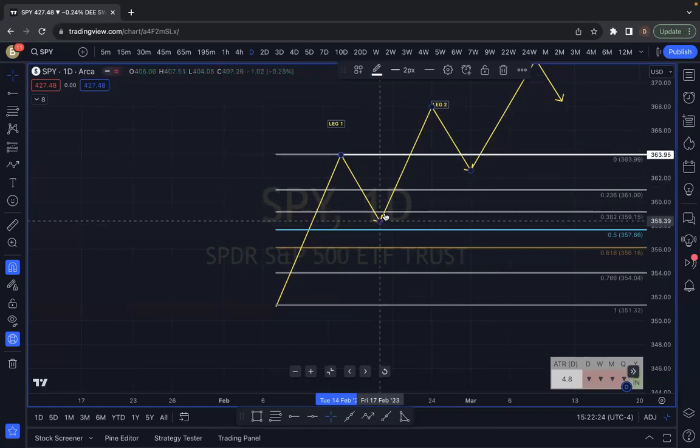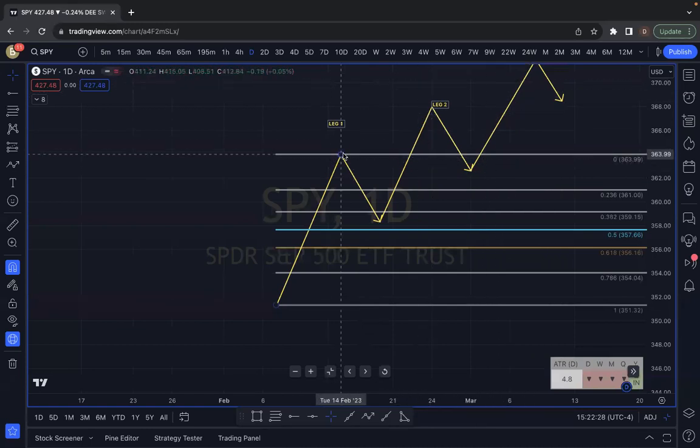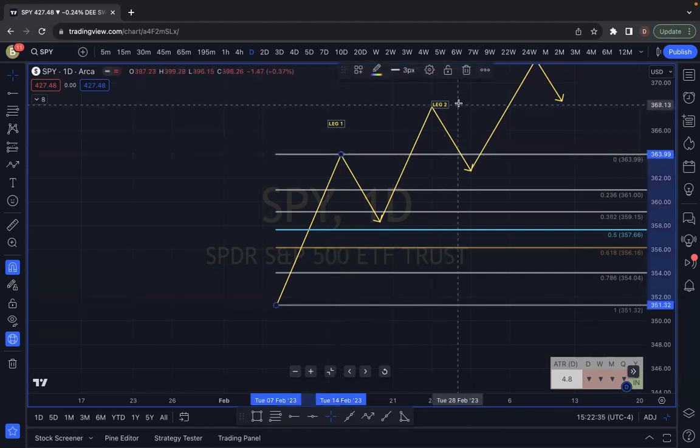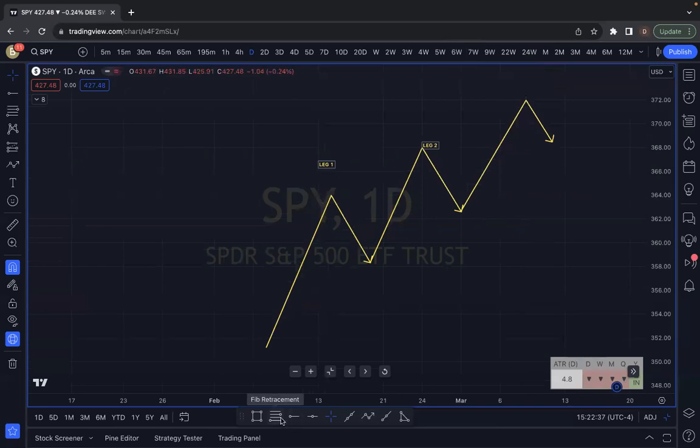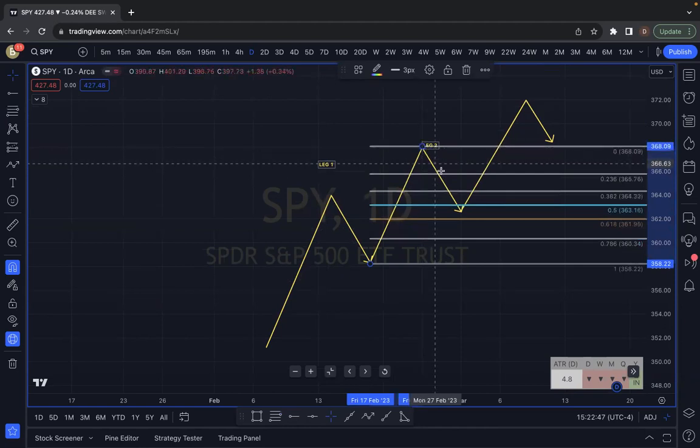So we've seen it retraced here. Cool. Still in it. And we're going to take it to this next high. That should be your immediate overall target. If you have runners, you can continue the trend. Now, if we're looking for the next leg, the next point of interest, we will go from this swing low right here to this swing high right here. And that will show us where the next point of interest is.